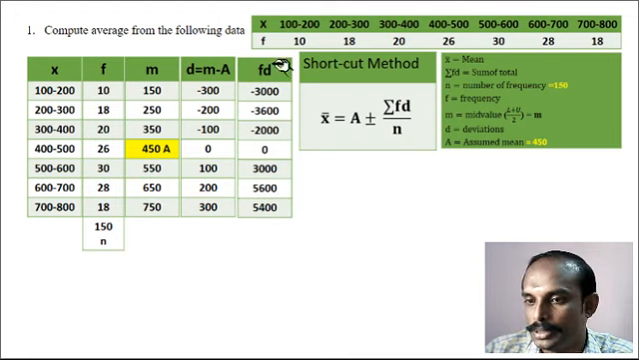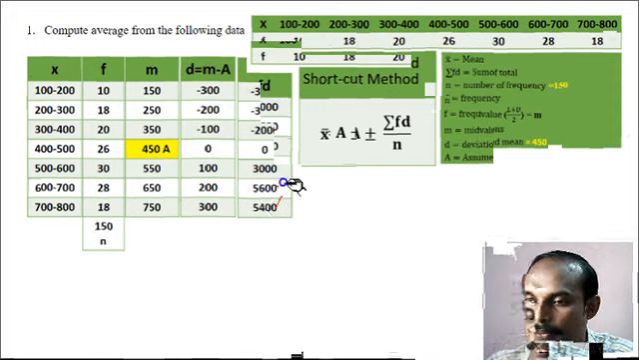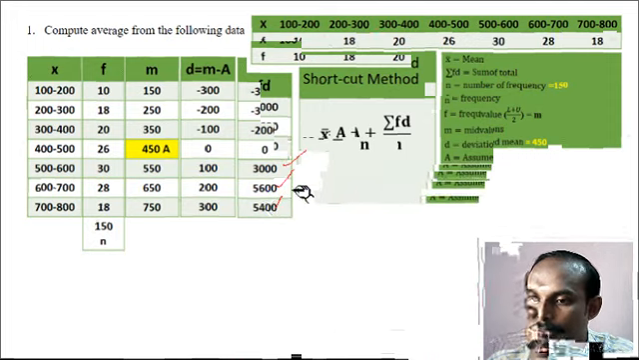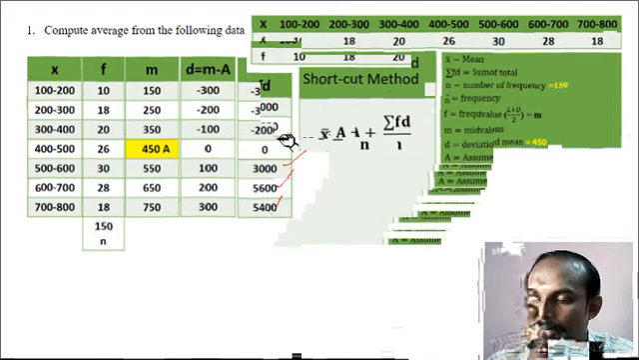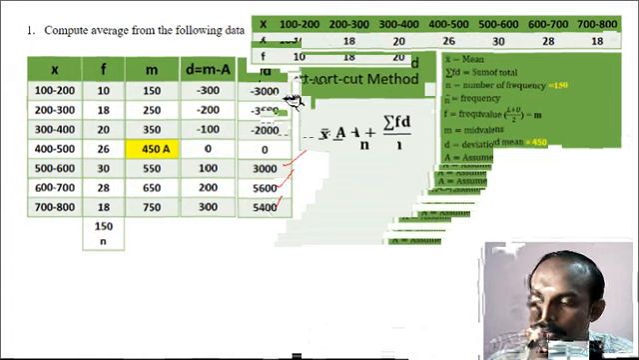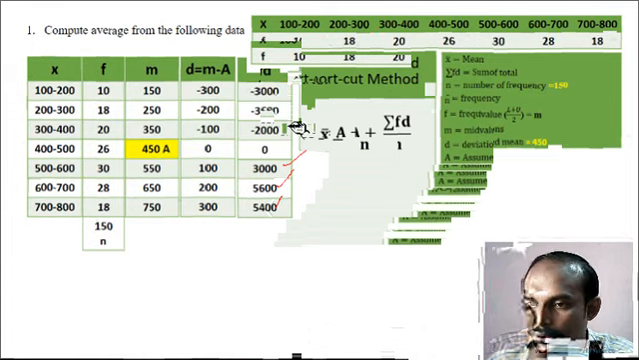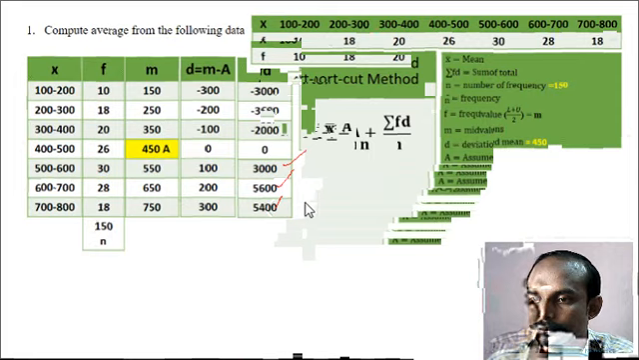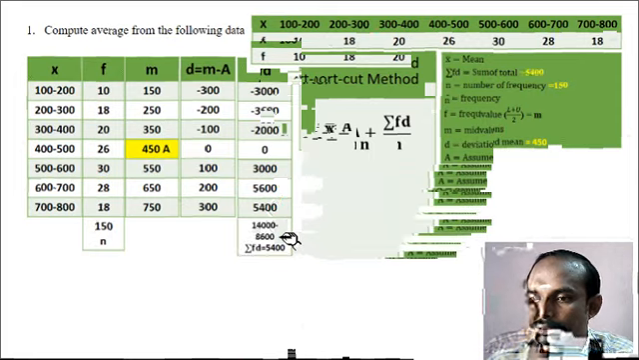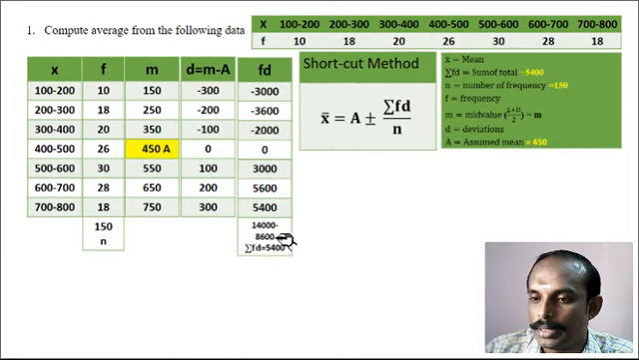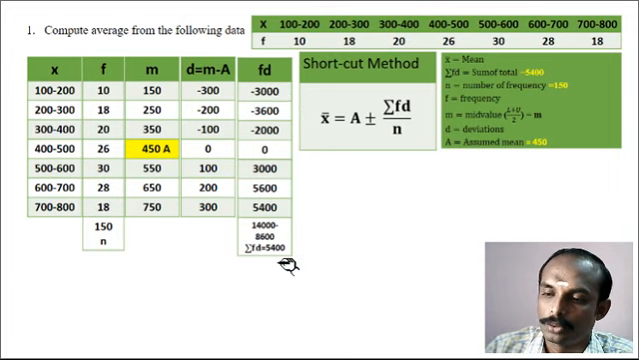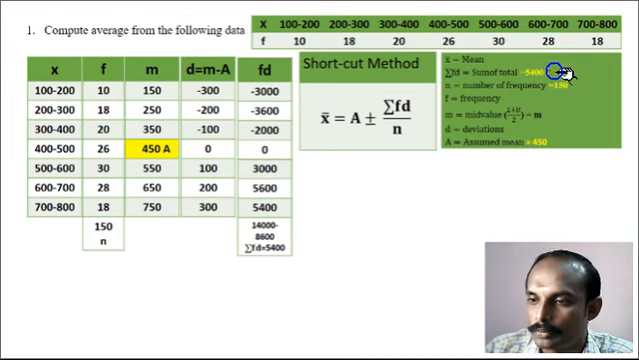Therefore, to sum up the fd, add the positive values 5400, 5600, 3000, therefore 14,000, and add the negative values 3000 plus 3600 plus 2000, therefore 8600. So 14,000 minus 8,600, sum of fd is equal to 5,400. So sum of fd is 5,400, n is 150, assumed mean is 450.